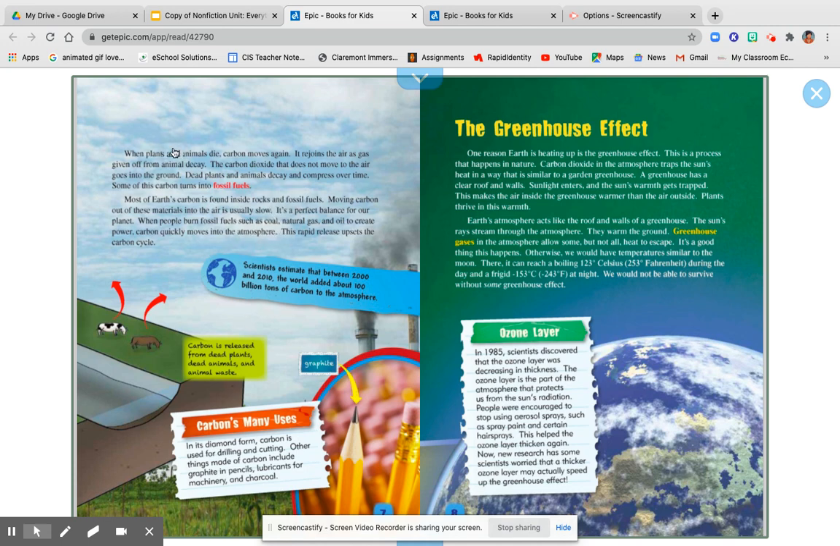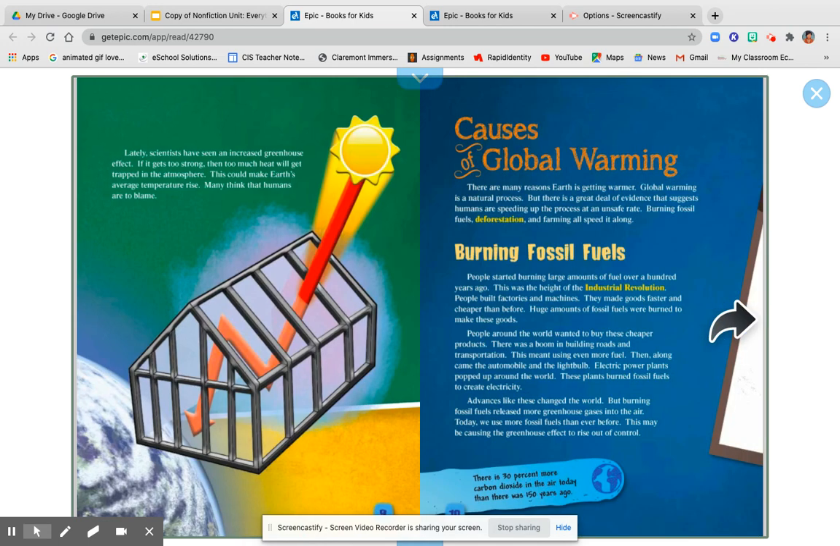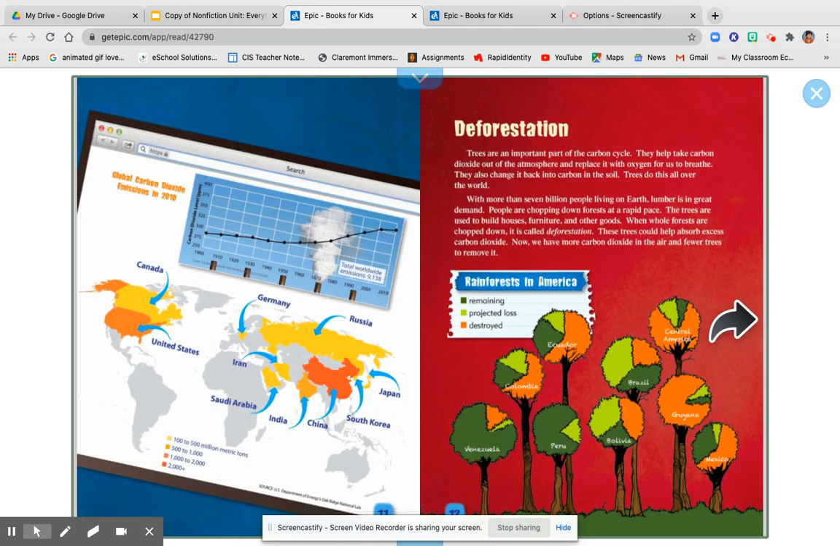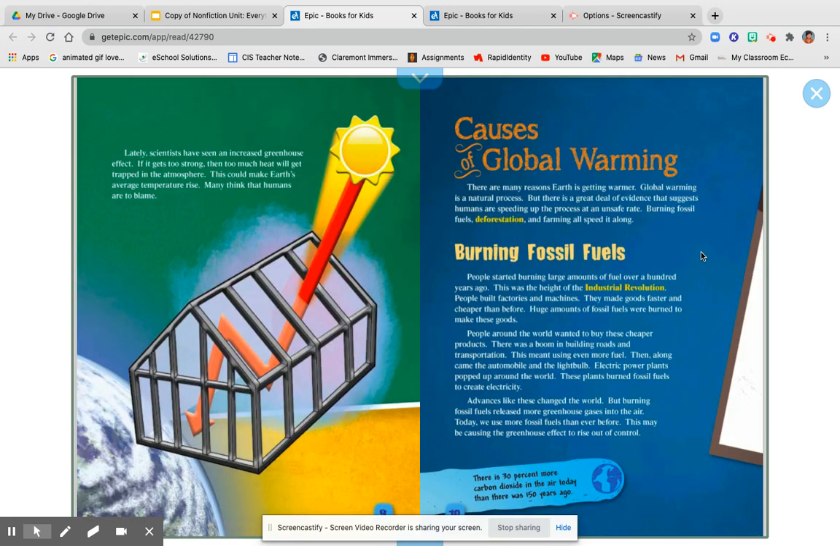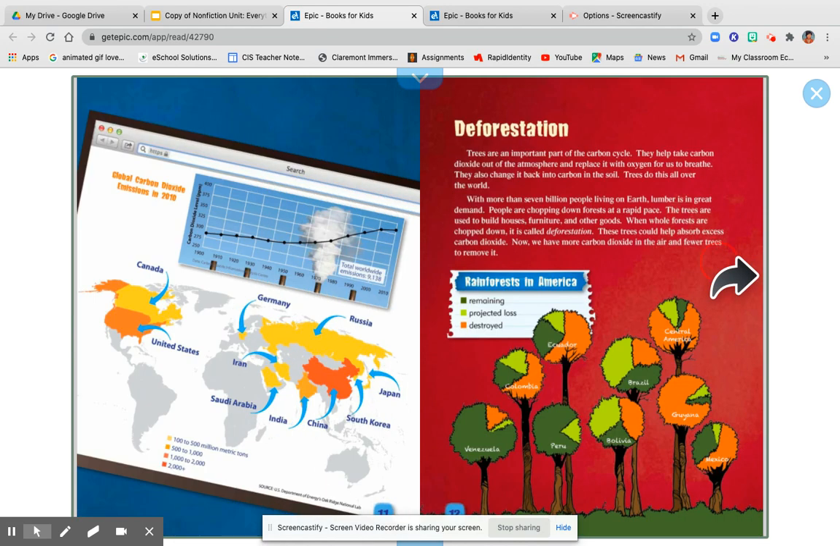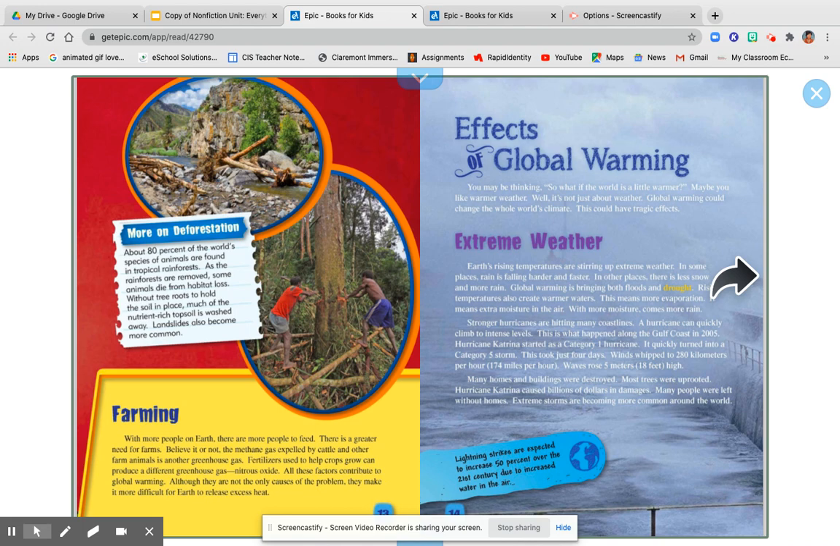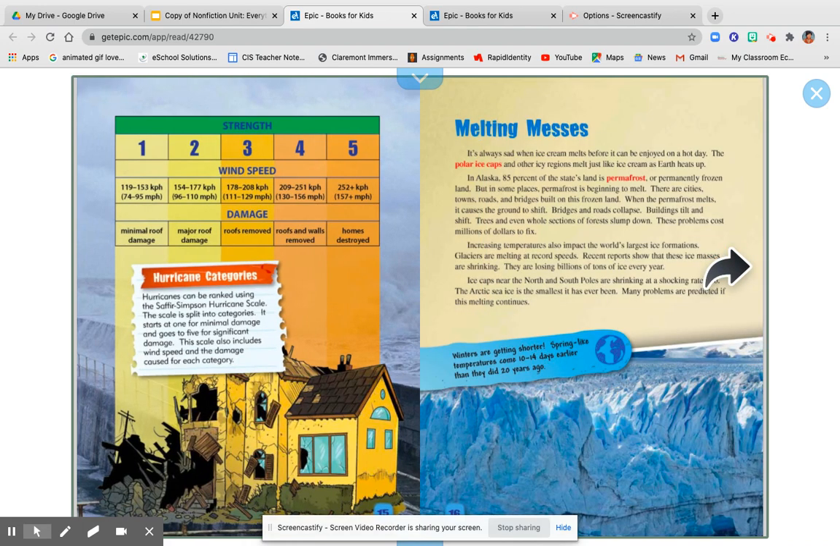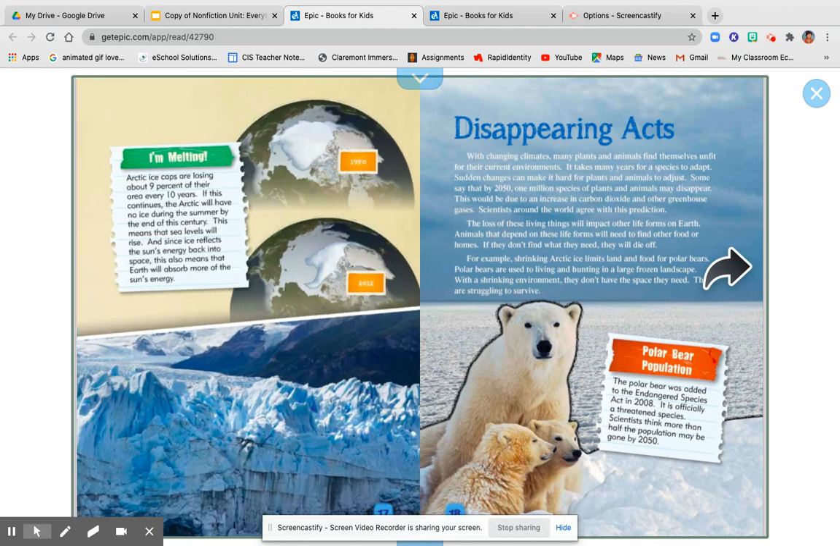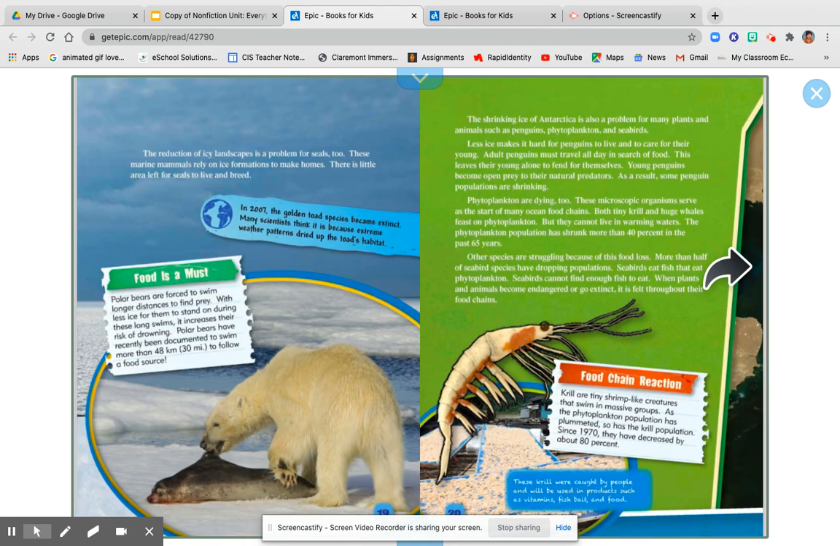Also, notice that this book has more of a narrative feel. So, the greenhouse effect, and then it talks about that. And it starts off with the effects and causes, cause and effect. Some of the causes of global warming are burning fossil fuels, deforestation, farming, and then the effects: extreme weather, melting ice caps, and it goes on.